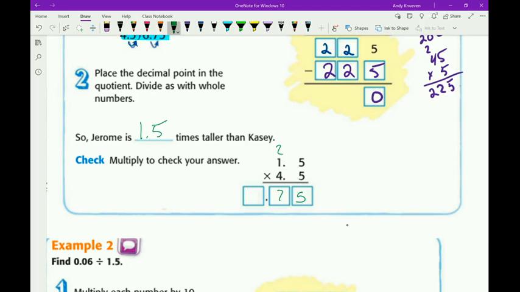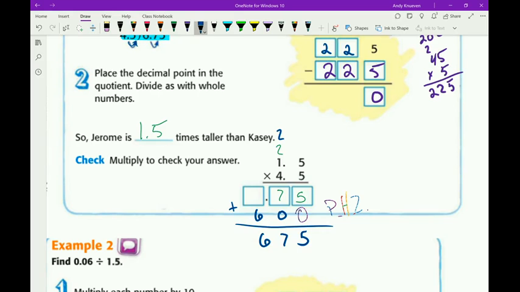Now, I'm going to put my magical placeholder 0 here. Please don't forget your placeholder 0. Now I can multiply. 4 and 5 is 20. 0 down. Carry the 2. 4 and 1 is 4 plus 2 is 6. I add this up. 5 and 0 is 5. 7 and 0 is 7.